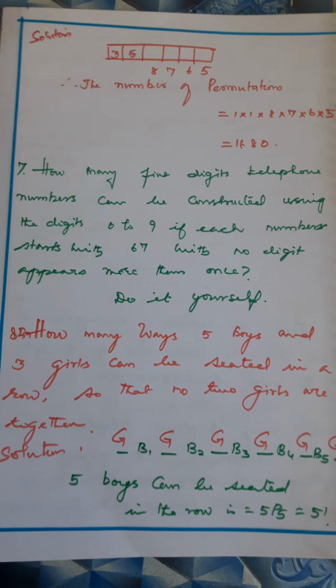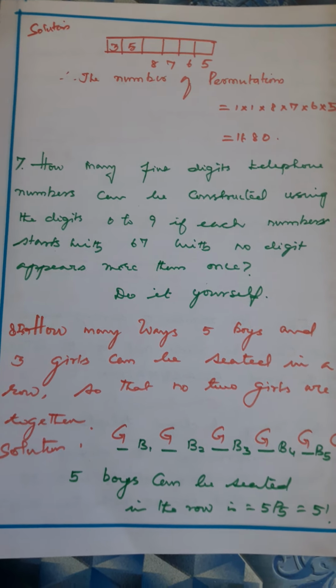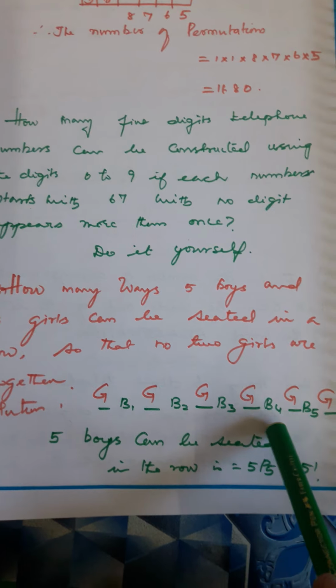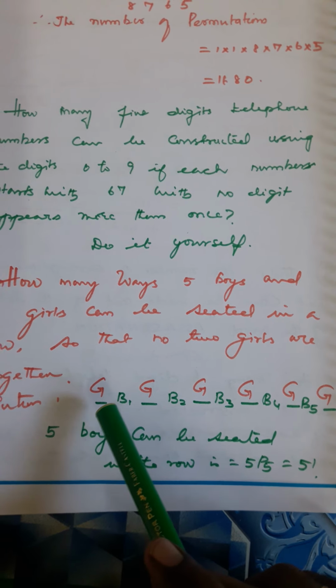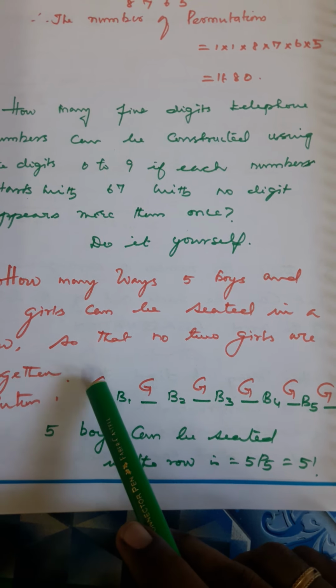In how many ways can 5 boys and 3 girls be seated in a row so that no 2 girls are together? We don't want 2 girls to sit together, right? So the places by 1, by 2, by 3, by 4 and by 5, the number of places for girls is these places. So totally you have 6 chances for girls to sit. So 5 boys can be seated in a row. How to find the chances?